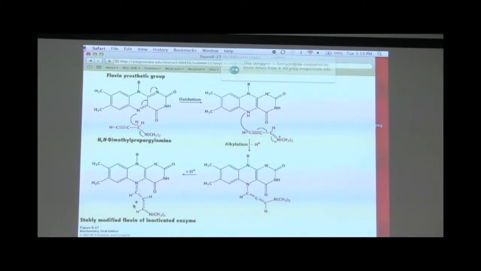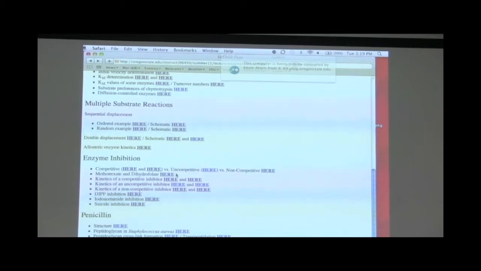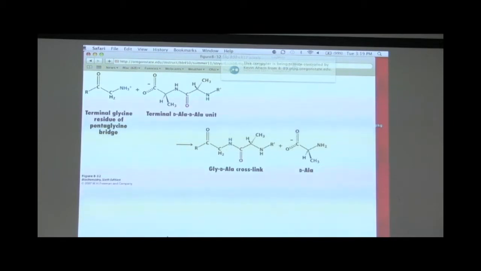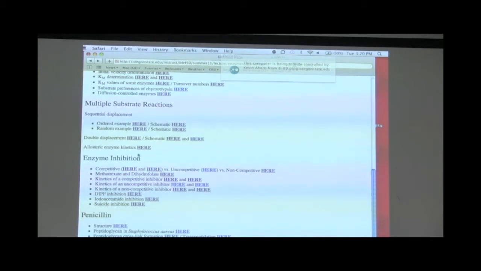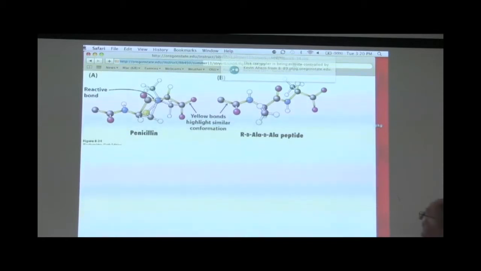I pulled the wrong figure here, so this is not the one I was going to show you. But in any event, penicillin is a great example of a suicide inhibitor. Here's the penicillin down here. We can see what happens in the process of penicillin's action is that penicillin actually makes a covalent bond. Penicillin resembles the substrate that the enzyme in the bacteria make.